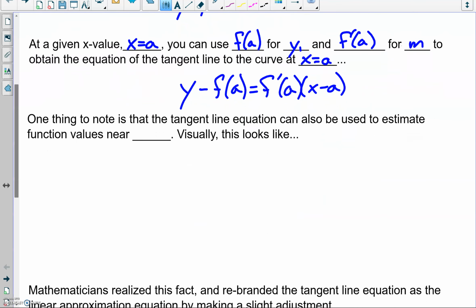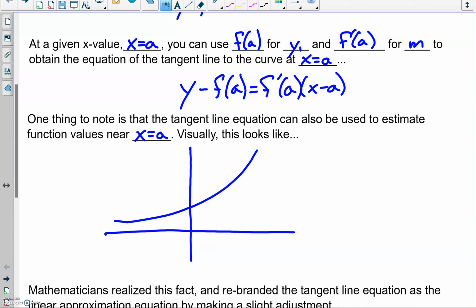One thing to note is that the tangent line equation can also be used to estimate function values near x equals a. Visually, it looks something like this. You have some curve like so, and a tangent line, about right there. You've got your f of x curve here, and your a here. Notice that the tangent line, in what they would call a neighborhood around a, does a pretty good job of giving you y values that are close to what the f of x curve's y values would be.